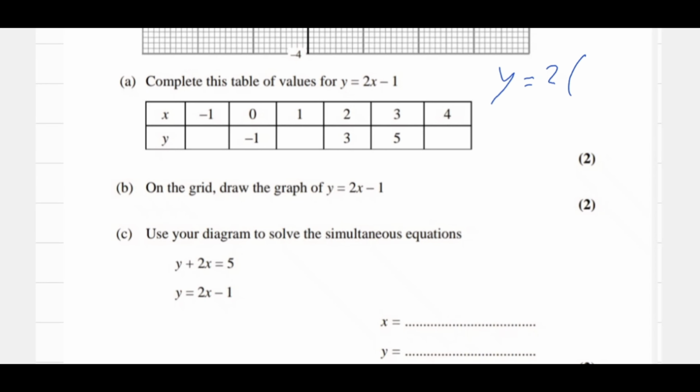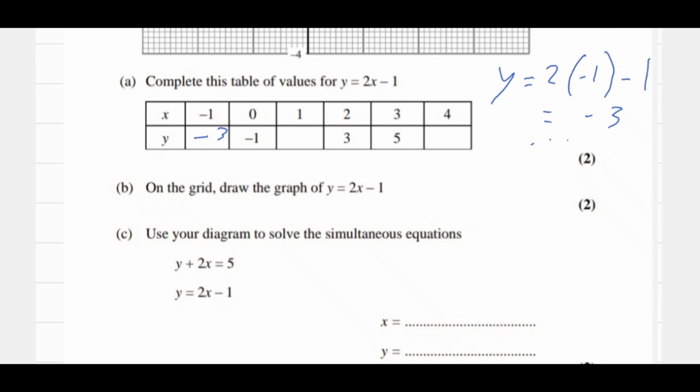We can complete the table of values by substituting in the x values instead of the x that's already given to us. So for example, the first x value that is minus 1 in the table, we substitute it in for y equals 2 times x minus 1. We'll have y equals 2 times minus 1 minus 1, which will give us minus 3.